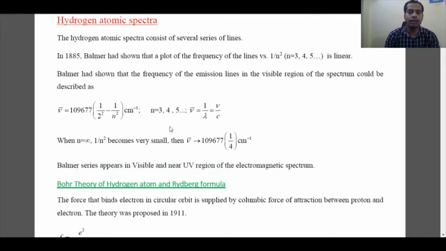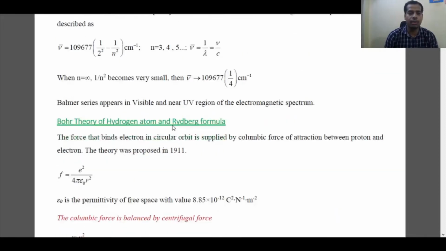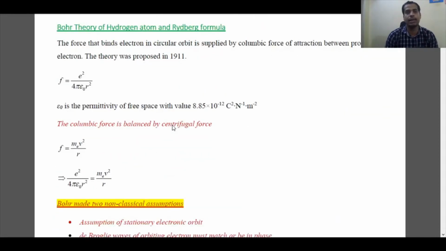Now, what he couldn't explain was the origin of those spectra. For the Balmer series or Balmer lines of spectra, those lines were appearing only in the visible region of the spectra, but he couldn't explain the reason for that, what was the physical significance of those Balmer lines. To understand that, we need to go through Bohr's theory, which came at a later stage.